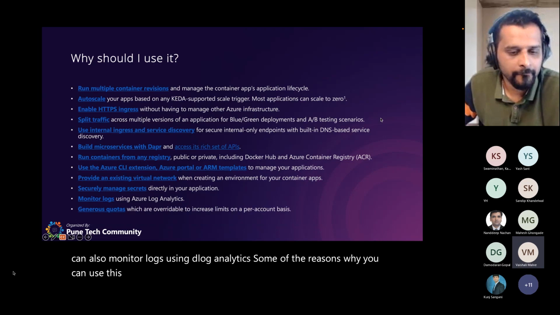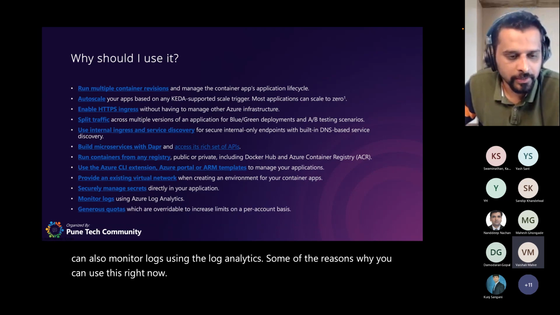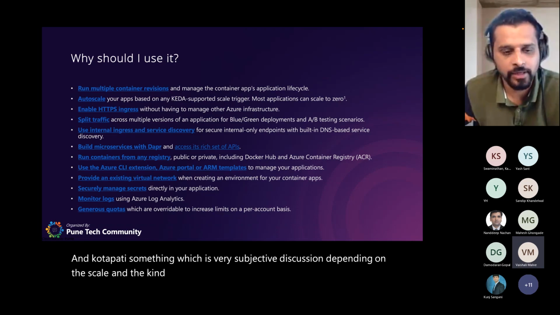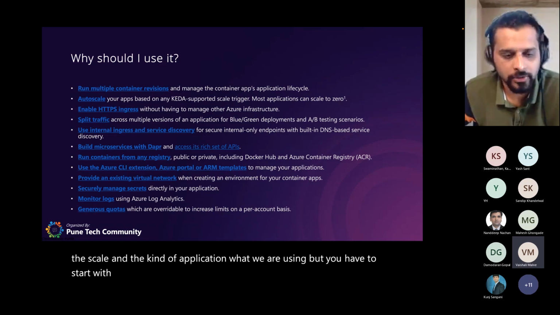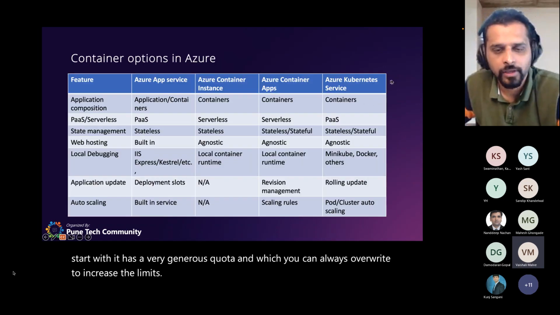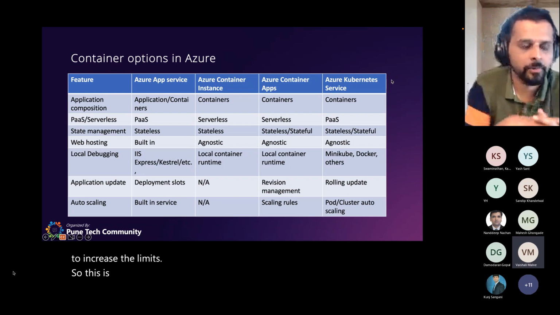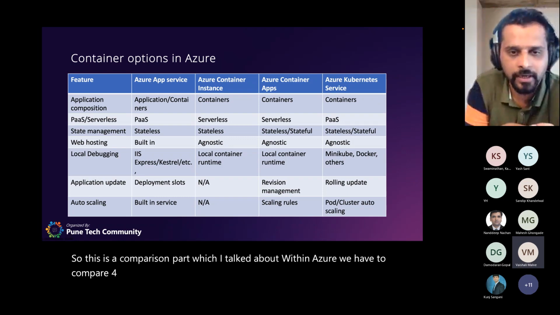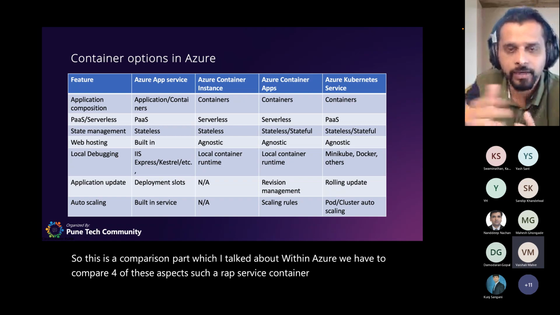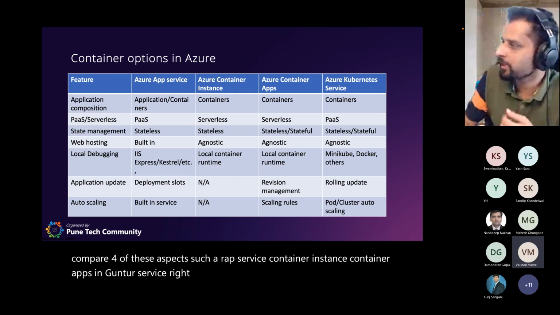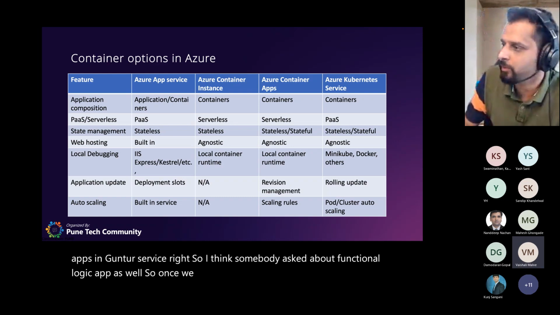Now, the quota part is very subjective to discussion, depending on the scale and the kind of application we're using. But to start with, it has a very generous quota, which you can always override to increase the limits. So this is a comparison part which I talked about within Azure. I tried to compare 4 of these: Azure App Service, Container Instance, Container Apps, and Kubernetes Service. I think somebody asked about Functions and Logic Apps as well. So once we go through this, I'll also talk about those things.